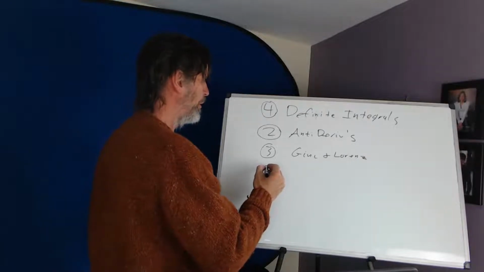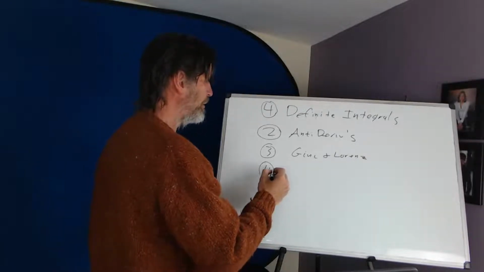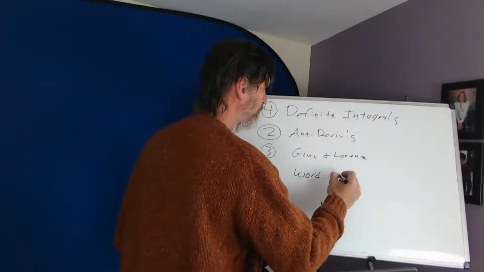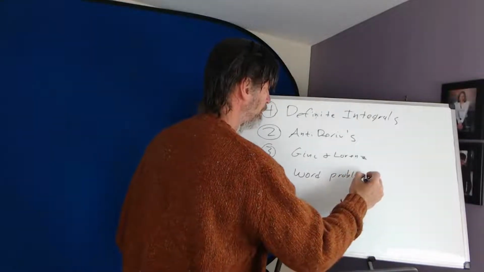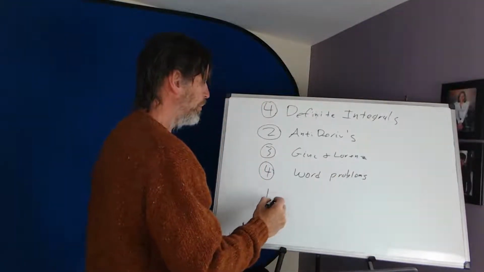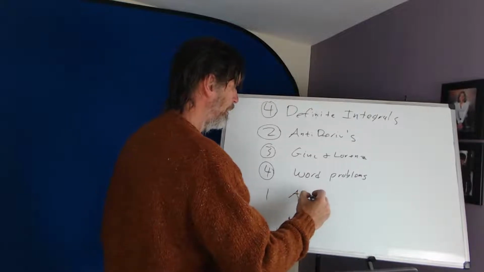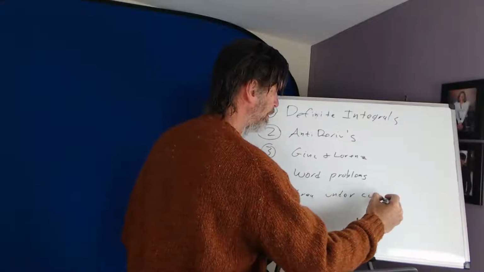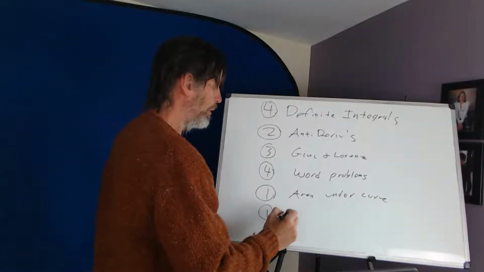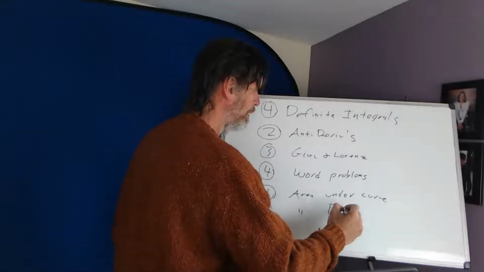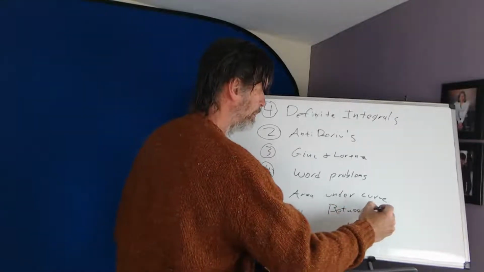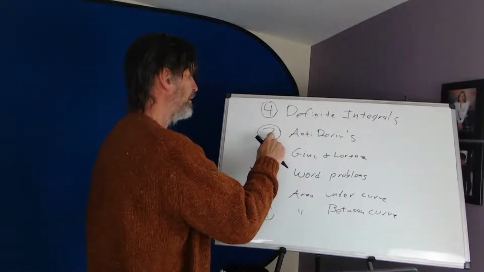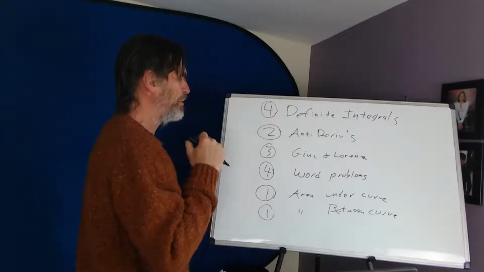There were 4 questions sort of dealing with word problems. There's 1 area under curve. There's 1 area between curves. 4, 5, 6, 7, 9, 10, 11, that's 15. There's 1 or 2 more.